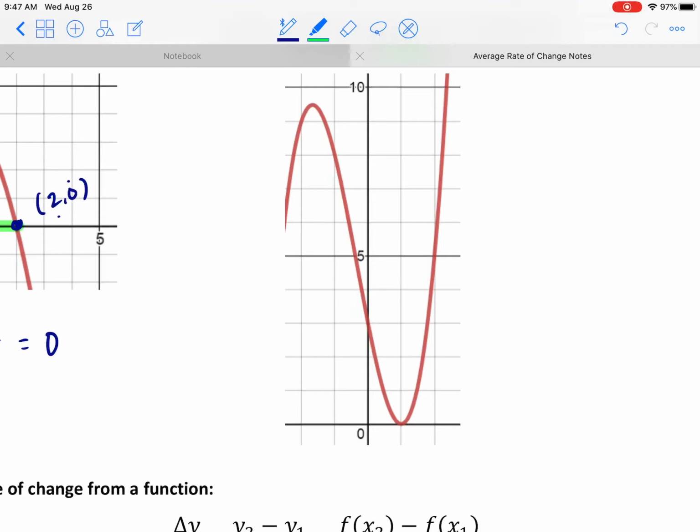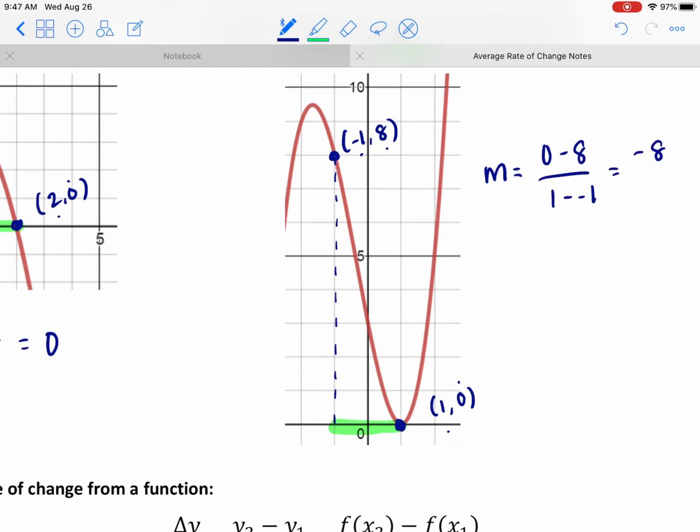So on my x-axis, -1 to +1, that's that interval. That corresponds with an endpoint here and an endpoint here. So here is -1 and +8, and here we are at +1 and 0. Our slope is going to be y2 minus y1, that's 0 minus 8, over x2 minus x1, which is 1 minus a -1. So that's -8 over 2, and -8 divided by +2 makes a -4, or -4 over 1, for our average slope.